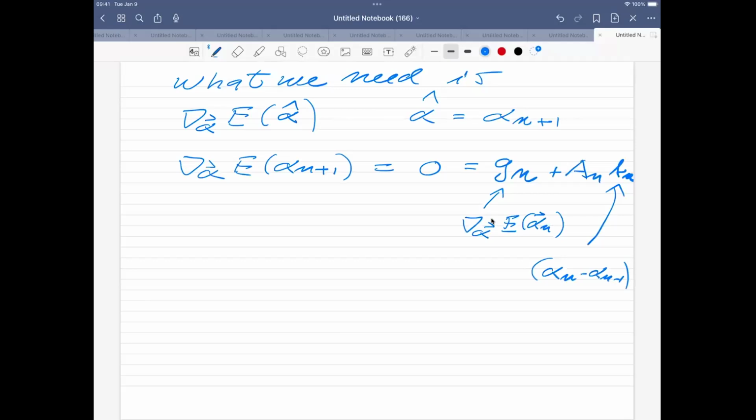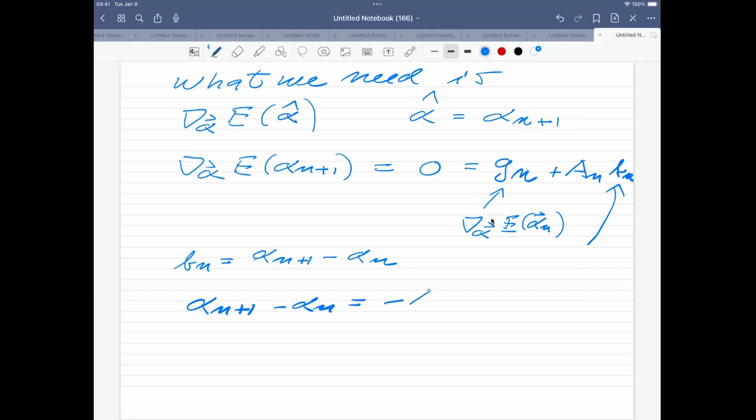So let me just remind you of these parameters. No, sorry, beta n. No, sorry, this is alpha. I was a little bit rushed here. So beta n is actually alpha n plus 1 minus alpha n here. So if I do that, what I'm going to have is an iterative scheme where alpha n plus 1 minus alpha n is equal to minus A n inverse multiplied with g of n.